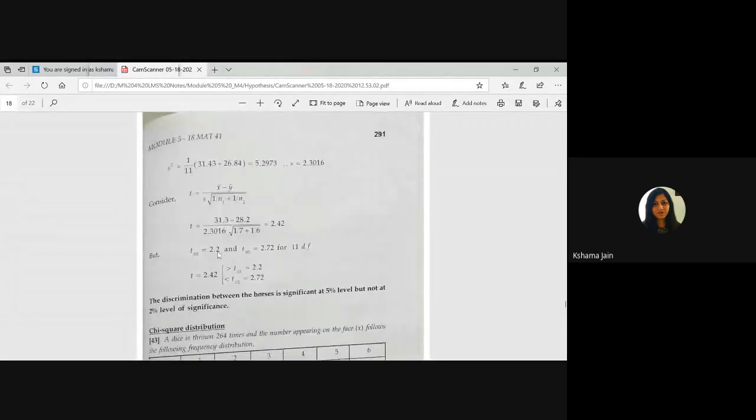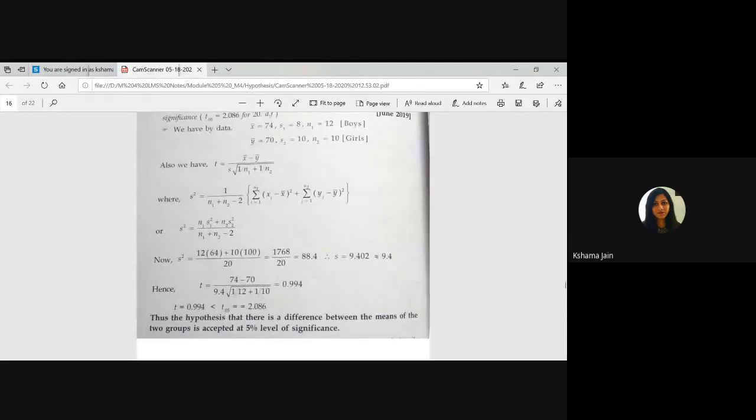So any doubt in student T distribution? If you want me to explain or elaborate any other problem, then I can do. Or should I move forward? Your choice, your wish. Tell me. Any doubt, students?